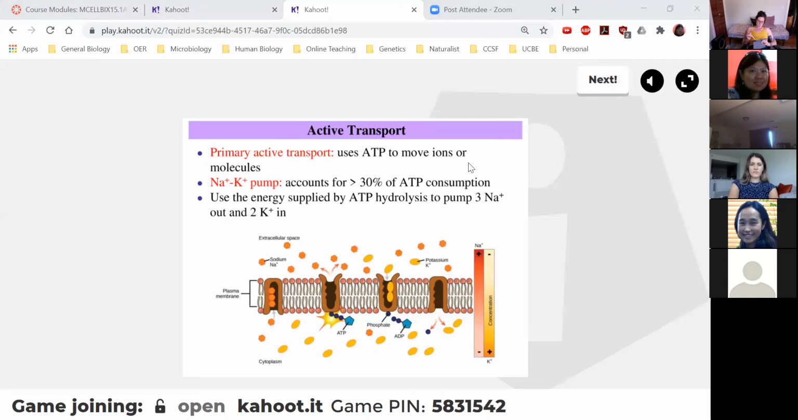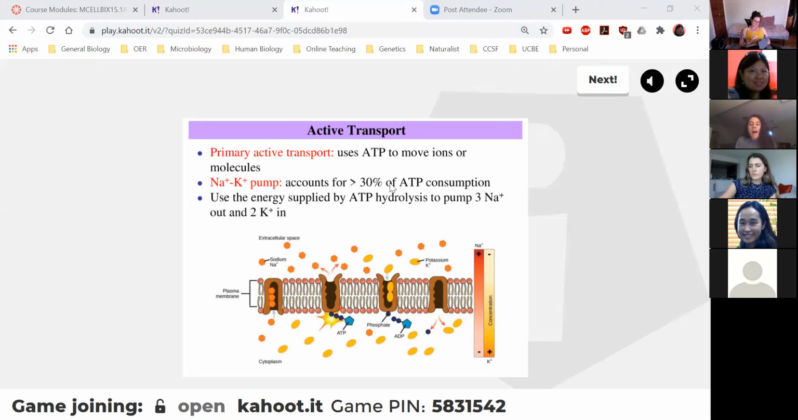Active transport can also be divided into primary versus secondary, depending on where the energy comes from. Primary just means that the energy comes from ATP. So the sodium potassium pump uses the energy from ATP hydrolysis, and then it pumps sodium outside the cell and brings potassium inside the cell.